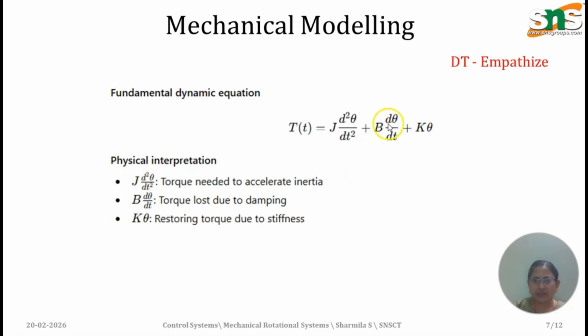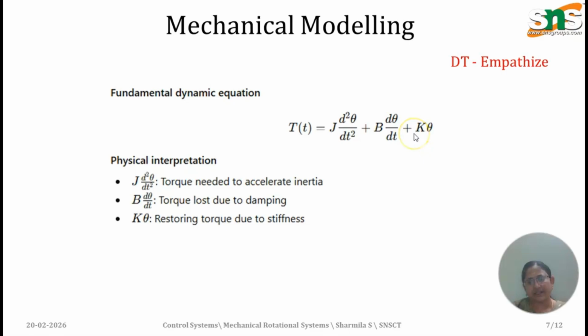Now let's come to B d theta by dt. This represents the friction in rotational motion. The damping torque is proportional to angular velocity. That means Td is equal to B into d theta by dt. Simply we can say that more speed gives more damping torque.